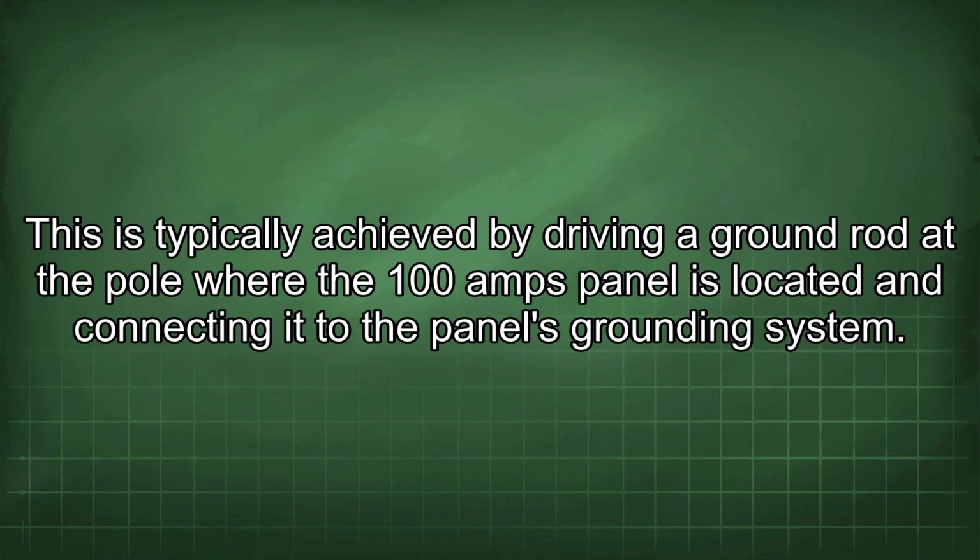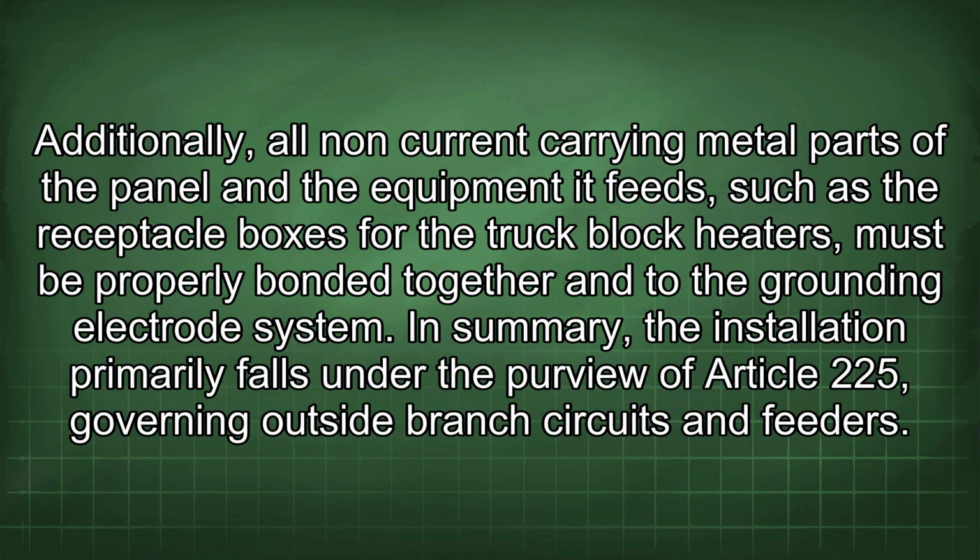This is typically achieved by driving a ground rod at the pole where the 100 amps panel is located and connecting it to the panel's grounding system. Additionally, all non-current carrying metal parts of the panel and the equipment it feeds, such as the receptacle boxes for the truck block heaters, must be properly bonded together into the grounding electrode system.